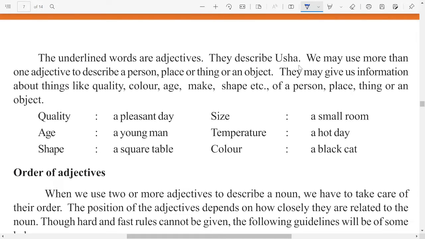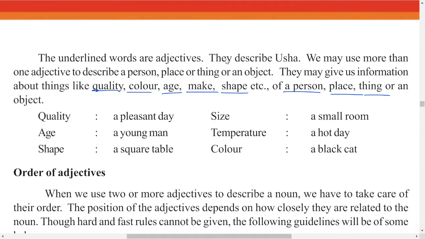They describe Usha. Now, we may use more than one adjective to describe a person, place, or thing, or an object. So in a single sentence, you can use multiple adjectives. First, remember that. They may give us information about things like quality. It can be quality, it can be color, it can be age, or it can be made of, shape of a person, place, thing, or an object. So if you take any one noun, it may have quality, color, age, what it is made of, or shape. So all these adjectives can be used in one single sentence.